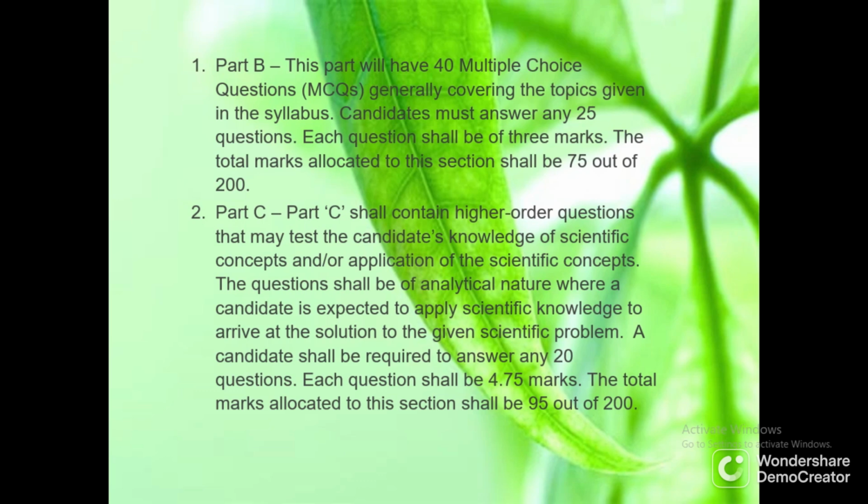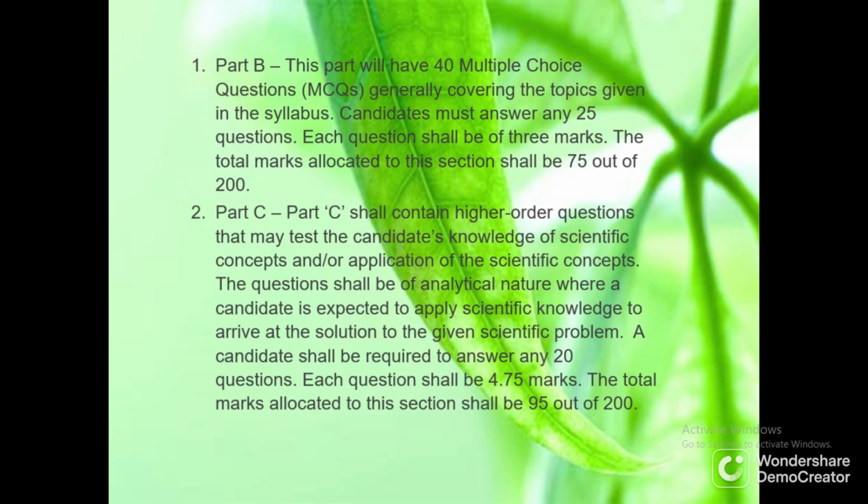Part C contains higher order questions, as I already mentioned, and may test the candidate's knowledge of scientific concepts or application of scientific concepts. The questions are of analytical nature, where a candidate is expected to apply scientific knowledge to arrive at the solution of the given scientific problem. A candidate is required to answer any 20 questions. Each question is 4.75 marks, and total marks allocated to this section are 95 out of 200.